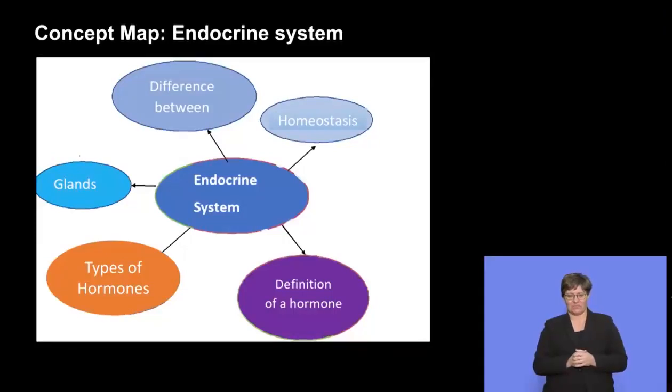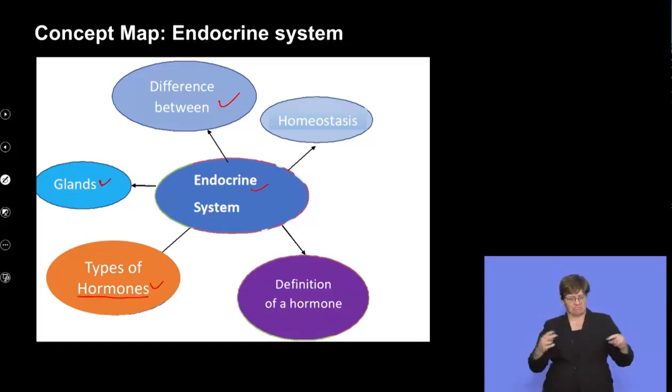We did the difference between endocrine and exocrine. We looked at the glands and where they are positioned and their secretions and the type. The secretions, I mean the type of hormones that they secrete. And now we are going to look at this part, homeostasis.